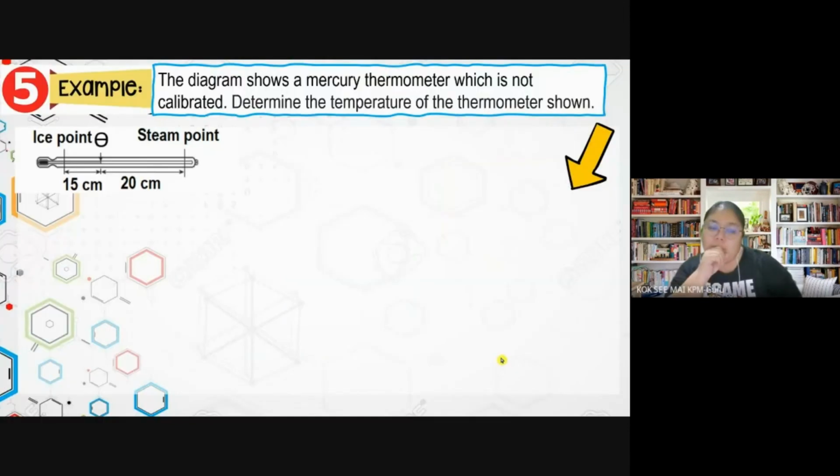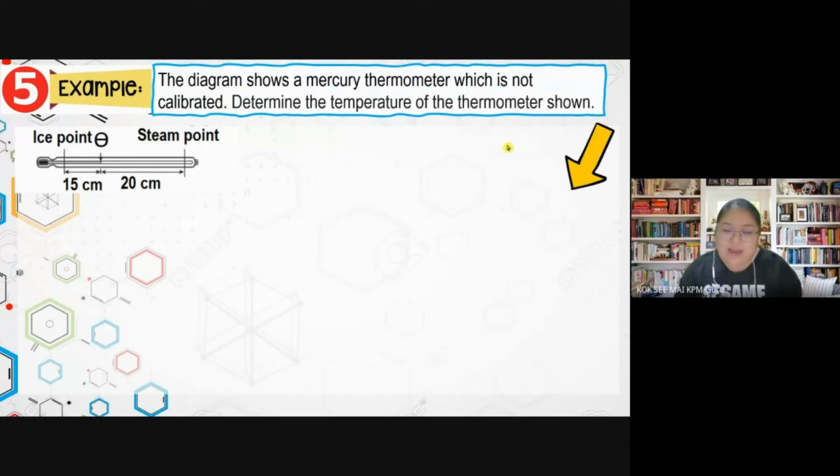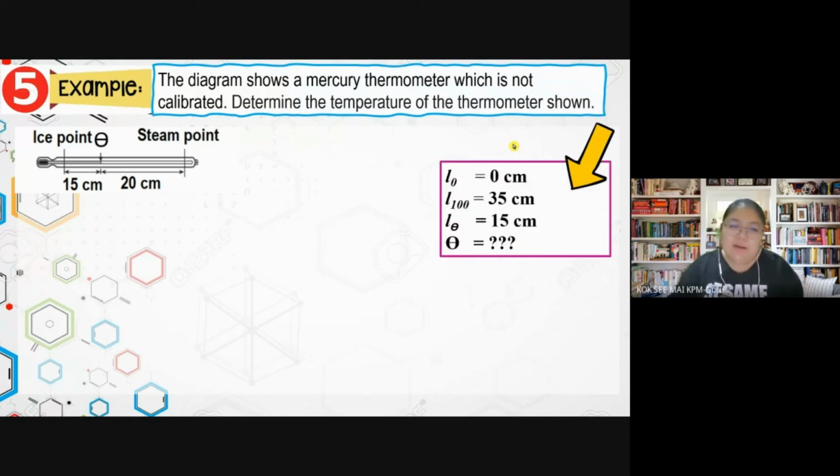Example 3. Okay, I want Tongzhen to answer the question. The answer is 42.5. 42.86. Okay, we're going to check. Okay, this one is info. Actually, L0 is 0 because they never show anything. So this L15 is when I just put in one of the liquids, I don't know what the liquid is, and I get 15 cm. So the steam point is not 20. The steam point is 20 plus 15, okay, 35.